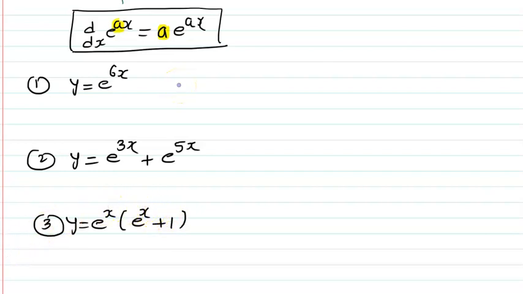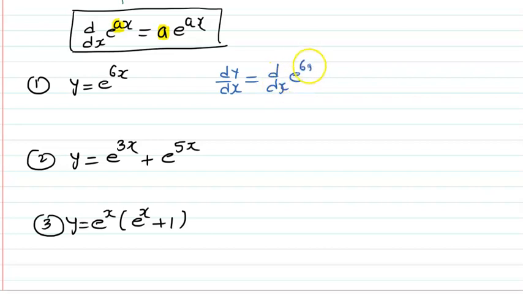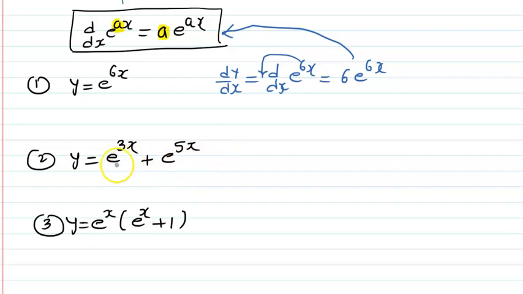Y equal to e to the power 6x. So dy over dx is d over dx of e to the power 6x. This 6 is coming forward, so you can write e to the power 6x using this formula. Now here there are two parts, this one and this one, so you differentiate each part. I'm writing directly: 3 is coming forward, 3 e to the power 3x. Here 5 is coming forward, 5 e to the power 5x. Is that okay? Using the same formula.